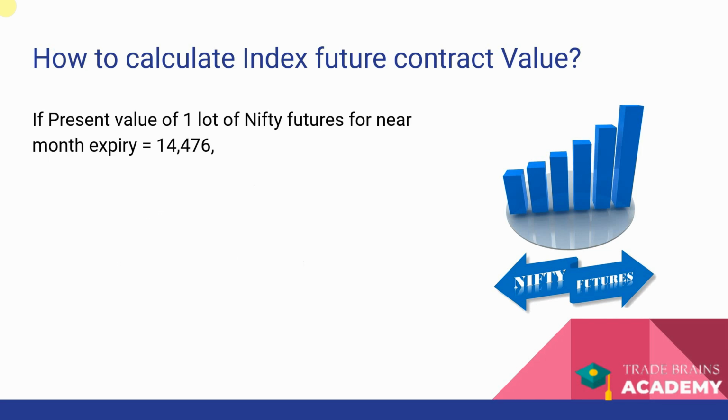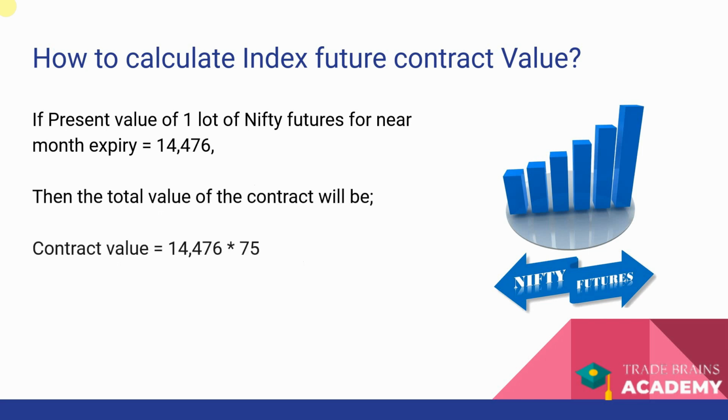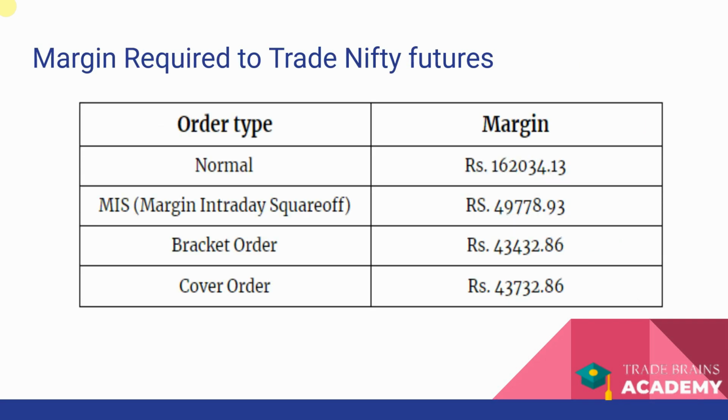If the present value of one lot of Nifty futures for near month expiry is 14,476, then the total value of the contract will be 14,476 into 75. Why? Because 75 is the number of shares per Nifty futures contract. So the total contract will be 10,85,700 rupees. That will be the total contract value.